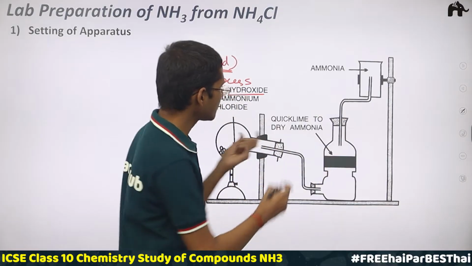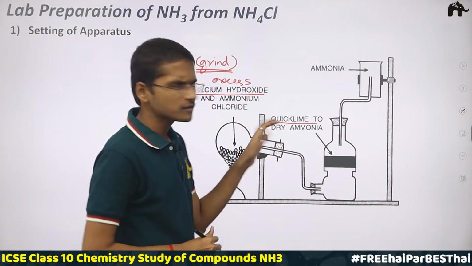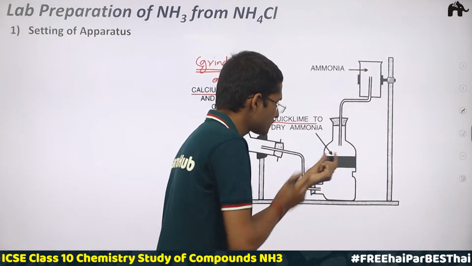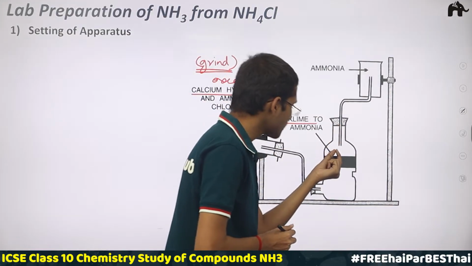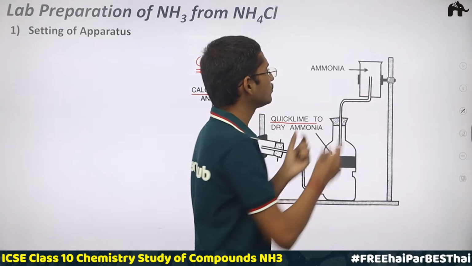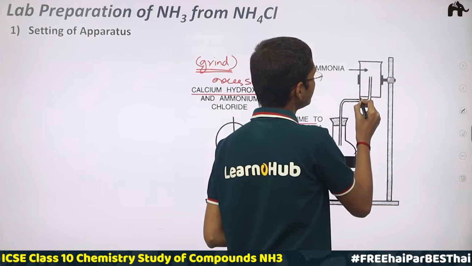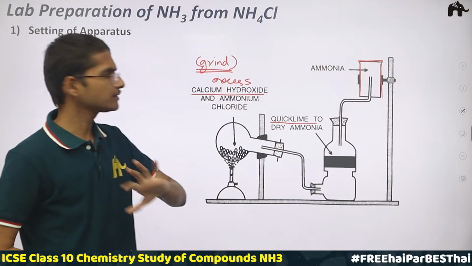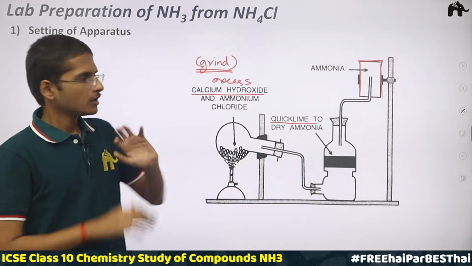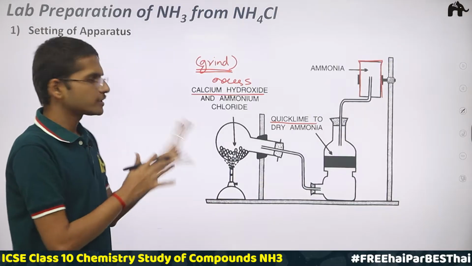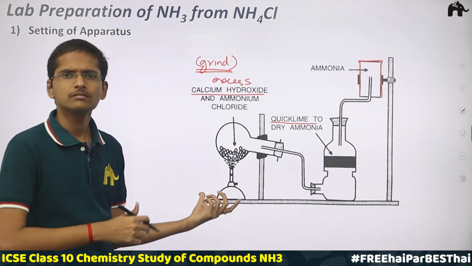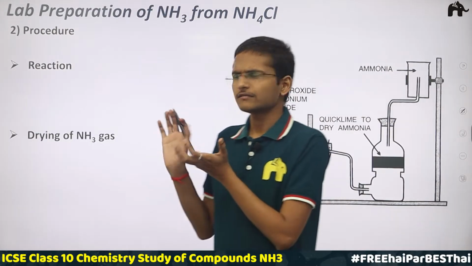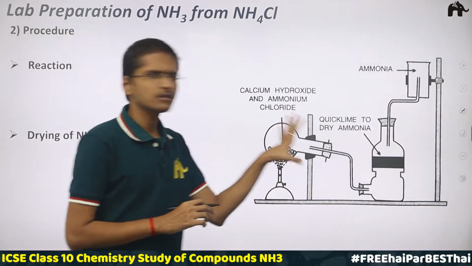And in this drying tower I have kept this quicklime. What's the use of it, I will tell you later. And then from this drying tower I have also fixed a rubber cork. I have just attached this delivery tube which is ending up in this inverted glass jar. This is the inverted glass jar. Very nice, very clear, understood. Now this is all about how we are going to set up the apparatus, and also we need a Bunsen burner to heat the mixture. Clear? So now we have set the apparatus.